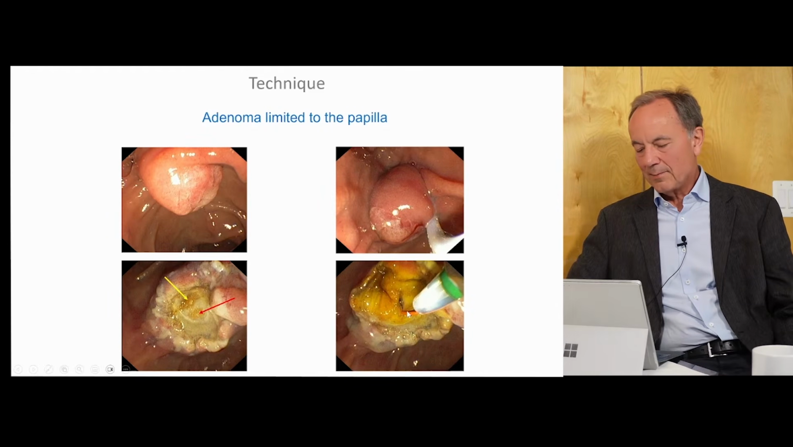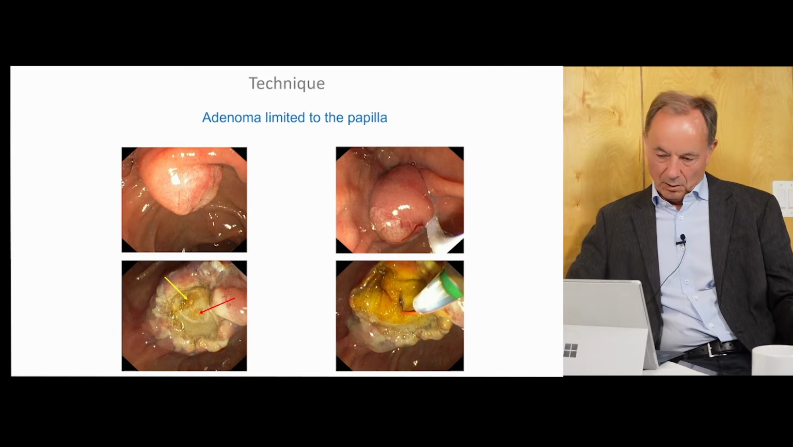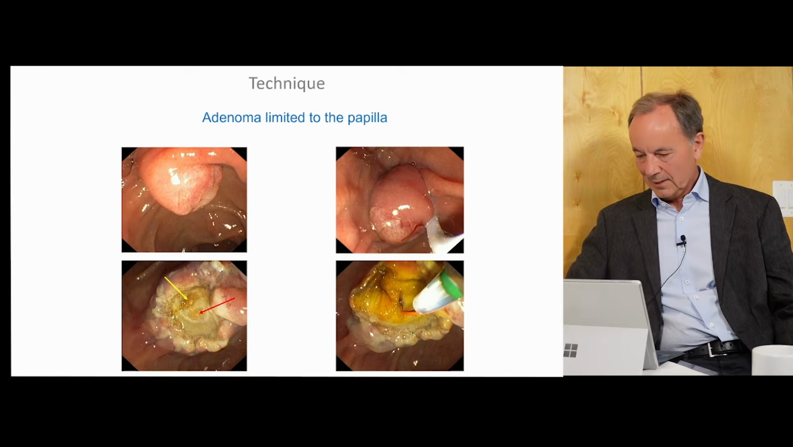We place here usually a 5 French stent without proximal side flaps. So this migrates spontaneously in 90% of the cases. But patients have to be followed to reconfirm that the stent passed. Otherwise, it has to be removed. So a stent should not be left in the pancreas for more than a week in a normal pancreas. Or still, I think, under investigation is to use a biodegradable stent.